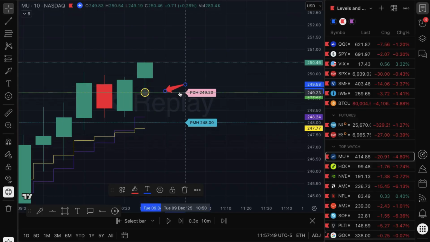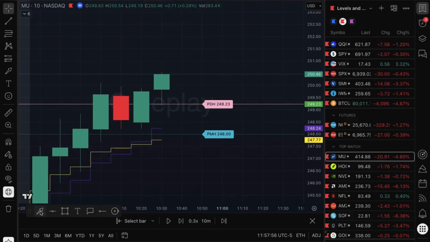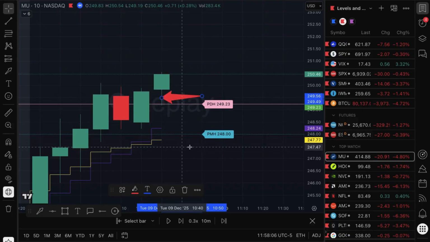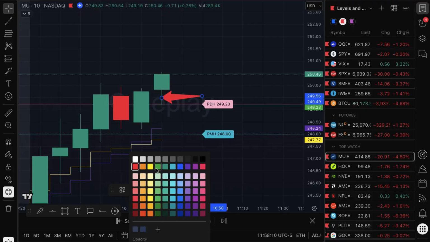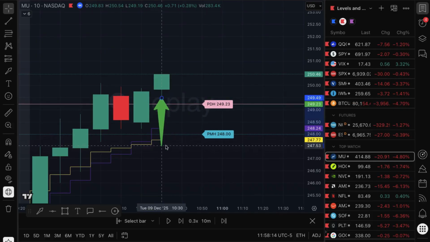So really where I entered, it was not a perfect entry right on the level. I waited to see where the bullish action, which ended up being around here, seeing that wick get bought up. I make this green, so I bought there, and then I trusted the level.